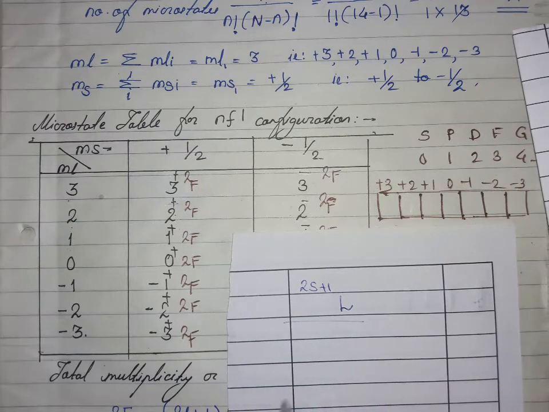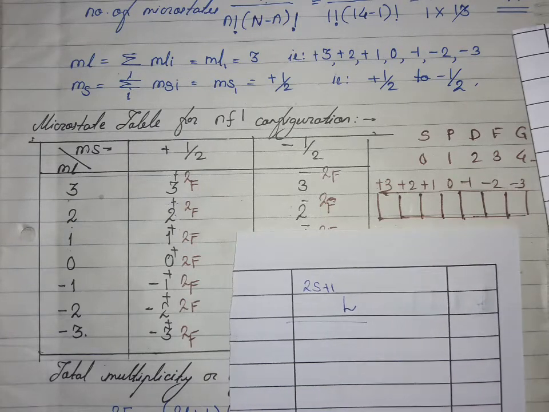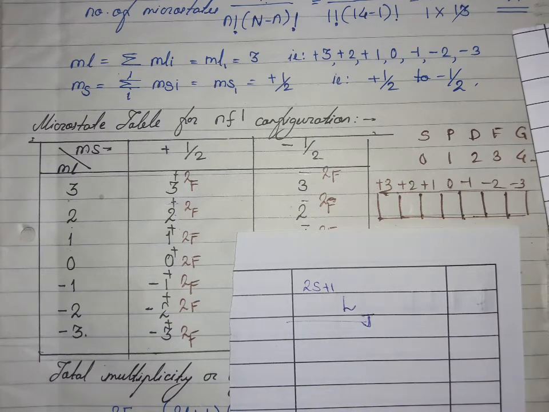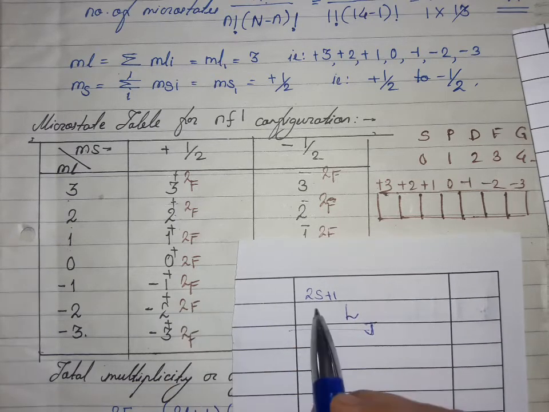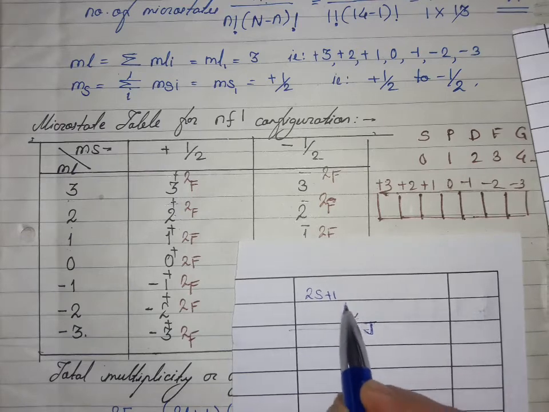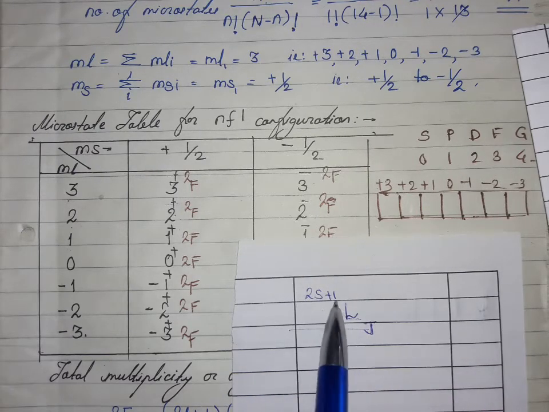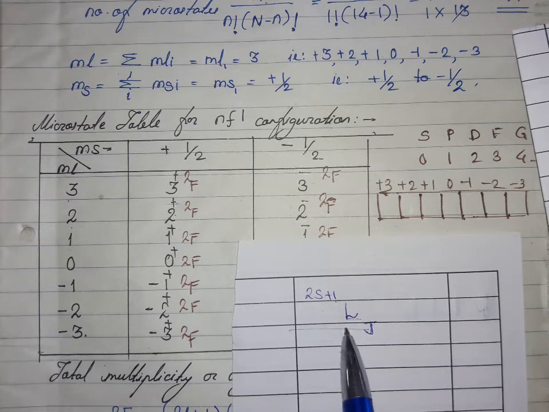This is the formula for the ground state, and if it is a spectroscopic term, then J is also there. J is a special quantum number, which means the spin-orbital coupling. So for term symbols or the ground state term, we only require 2S plus 1 and L. This is the ground state term. Here 2S plus 1 is the spin multiplicity, and L is the orbital angular momentum.